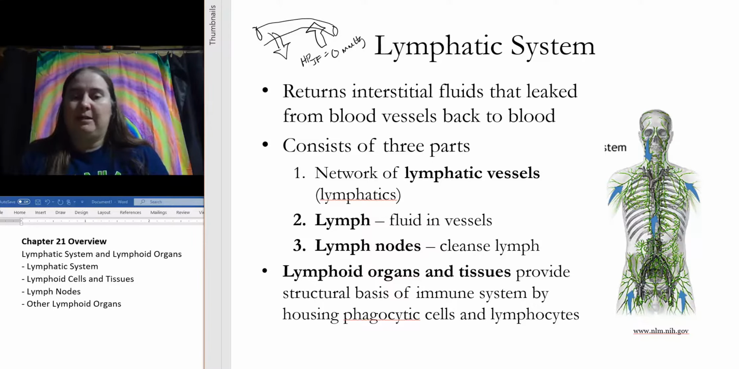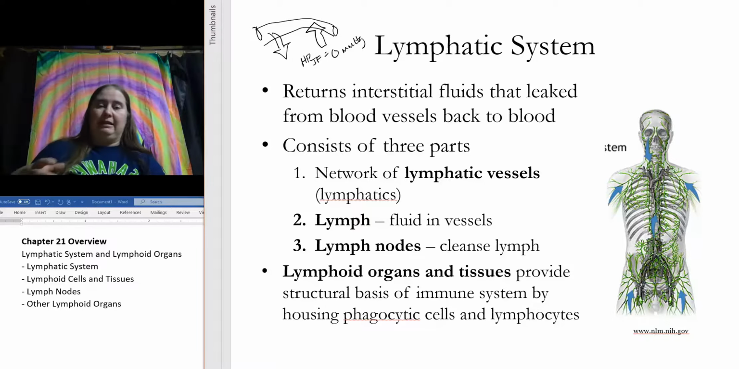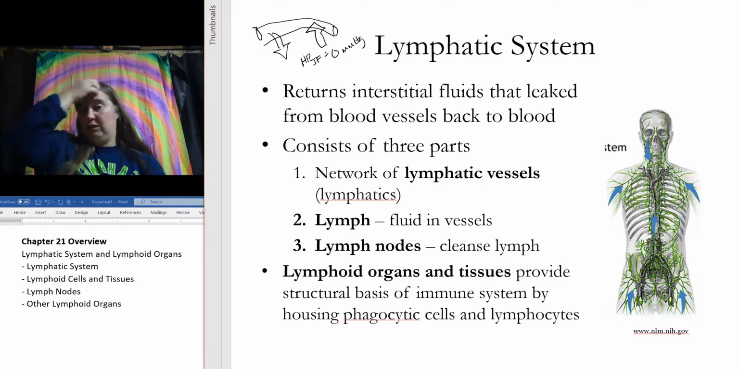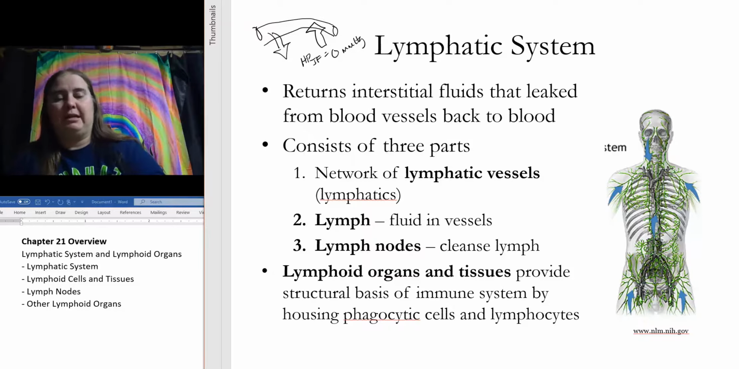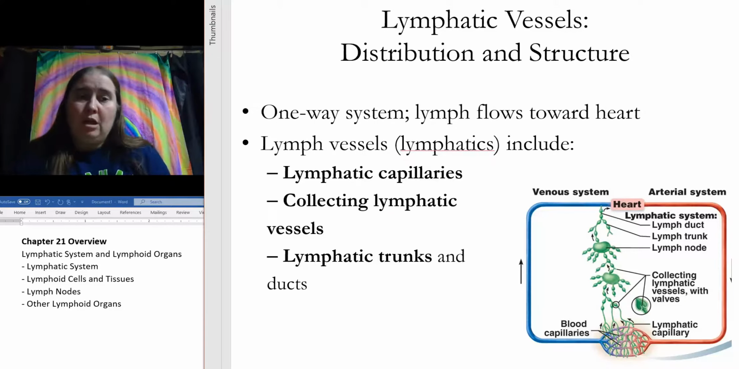Our lymph nodes are basically the cleaners of the lymph. This is the structure that lymph, as it goes up and is returned to the venous circulation, gets cleaned through. Now, there are other lymphoid organs and tissues which provide basic structural support for our immune system. The reason they're able to provide that support is because they contain a lot of phagocytic cells as well as lymphocytes.